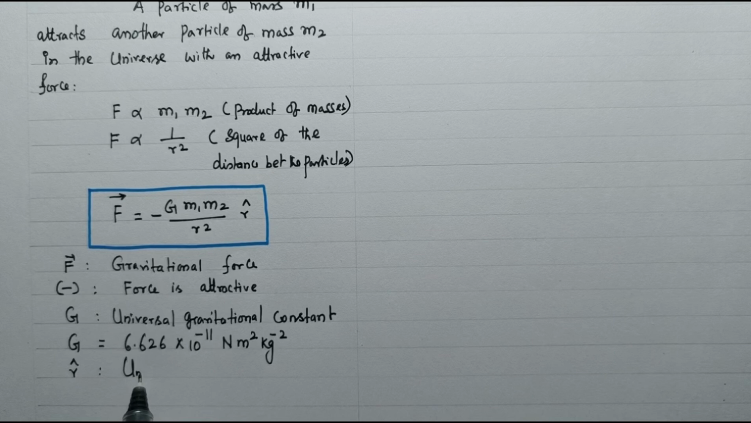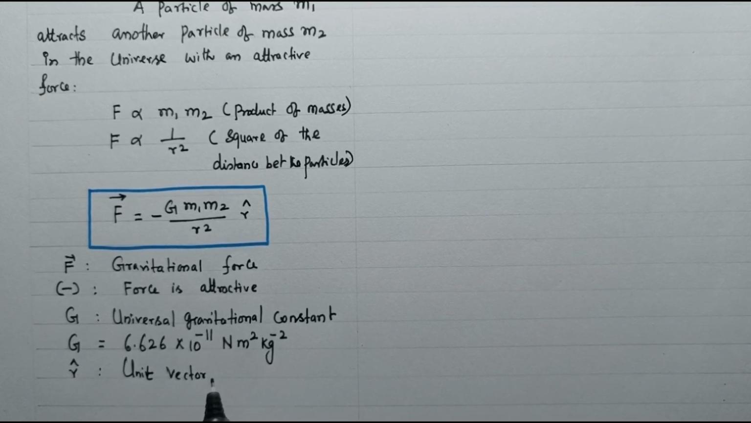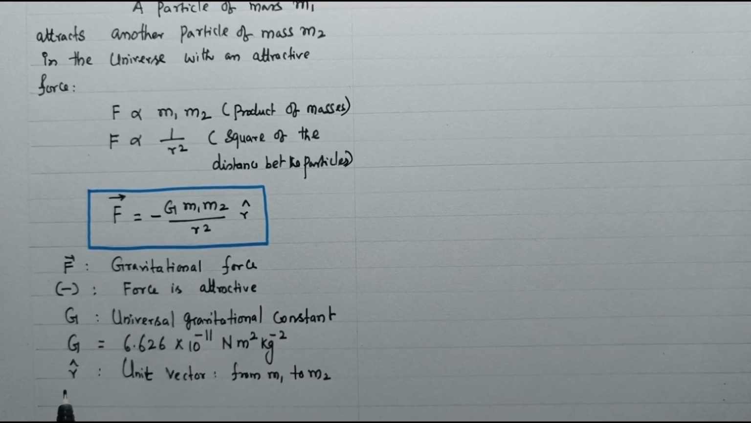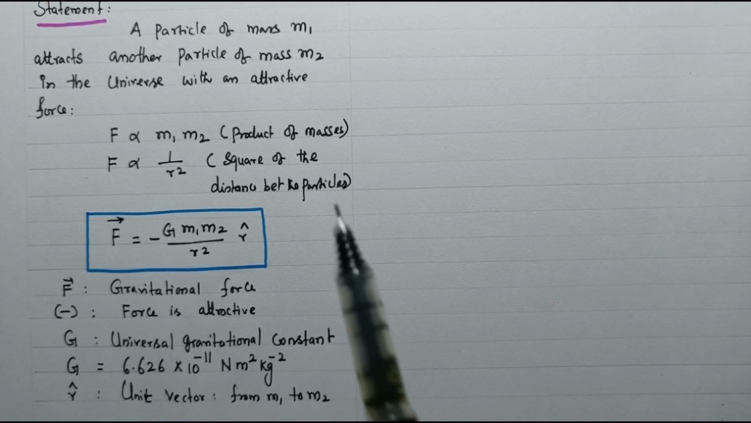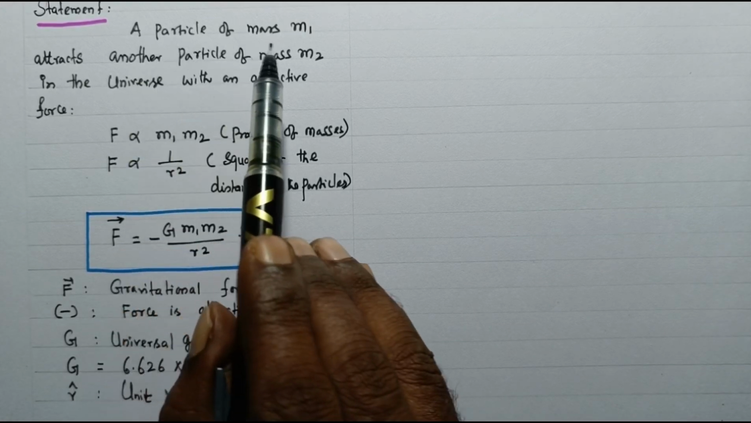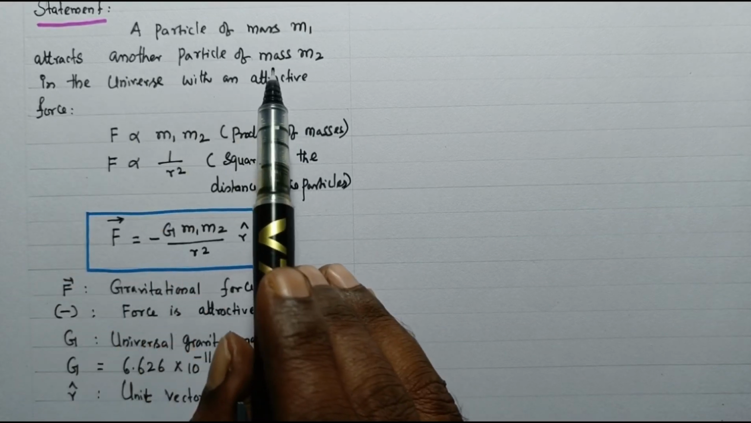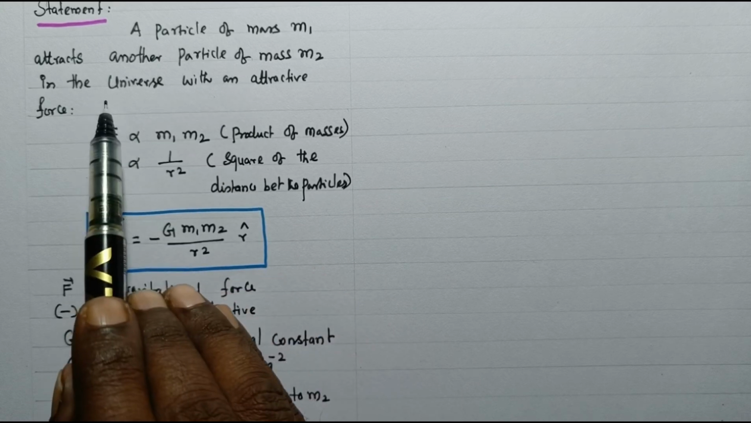This is a unit vector and it is from m1 to m2. This unit vector gives the direction of the gravitational force. So this is about Newton's law of gravitation. This is the statement: a particle of mass m1 attracts another particle of mass m2 in the universe with an attractive force.